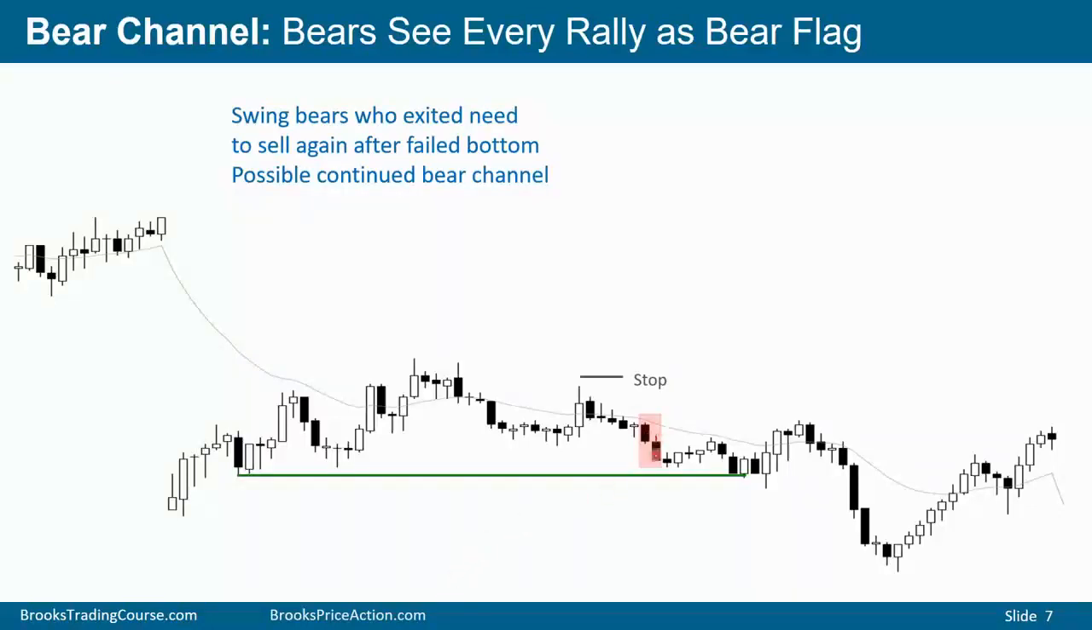Again, if a swing bear sold here and exited on the second or third reversal up, one, two, three, they have to be prepared to sell again below a bear bar, unless the market becomes always in long. This is not enough yet to make it always in long. It's a weak bear channel. We keep getting reversals, and traders buying at the low and adding on lower are able to make money. This is probably a bear leg in what will become a trading range.